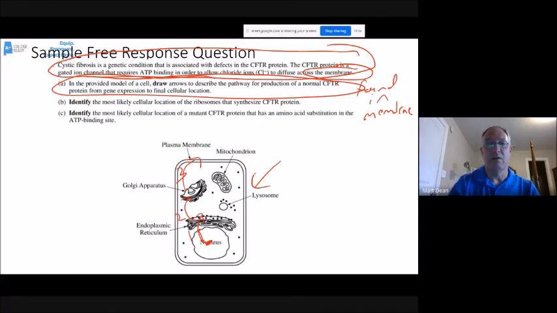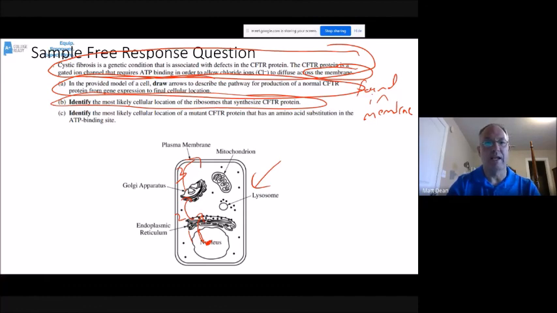Part B, identify the most likely cellular location of the ribosomes that synthesize CFTR. Like we said, proteins that end up in the cell membrane are almost always made by ribosomes bound to the rough ER. So all you need to say here is that these ribosomes are probably found bound to the rough ER. Full credit if you said that on part B.